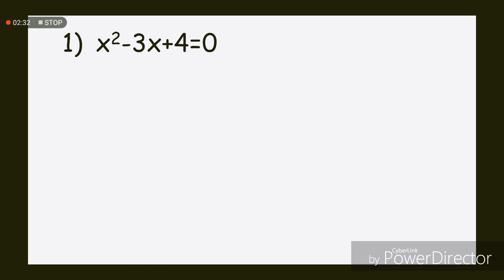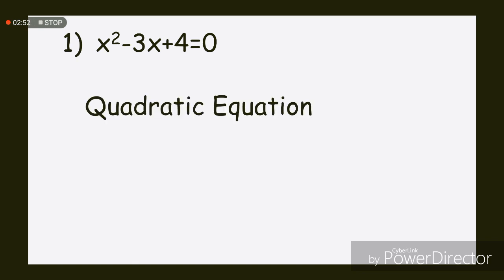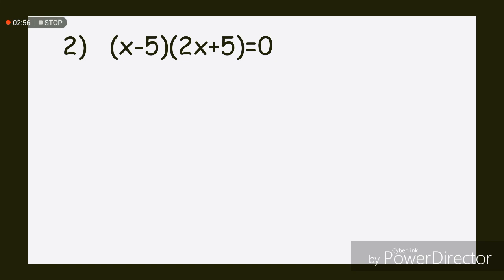So number 1, x squared minus 3x plus 4 is equal to 0. According to the meaning of a quadratic equation, it should have a variable whose highest exponent is equal to 2. In this example, the highest exponent of the variable x is 2. That's why the given is a quadratic equation. Okay, let us proceed to number 2.